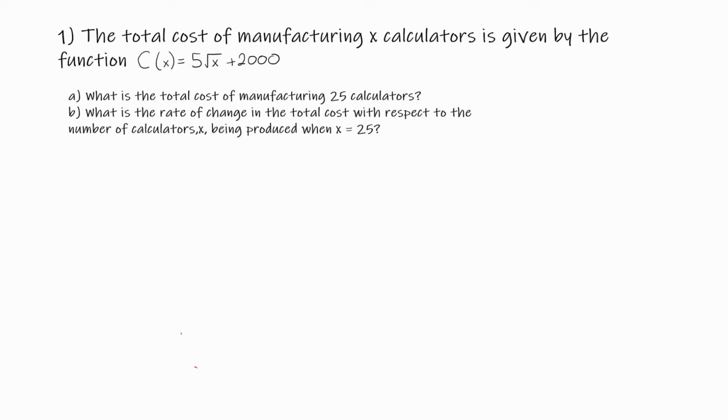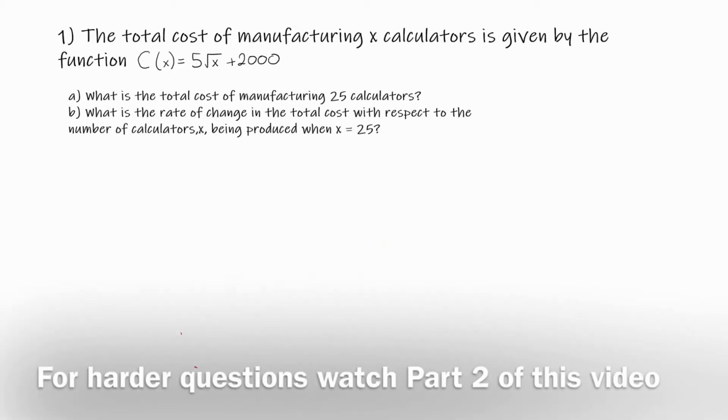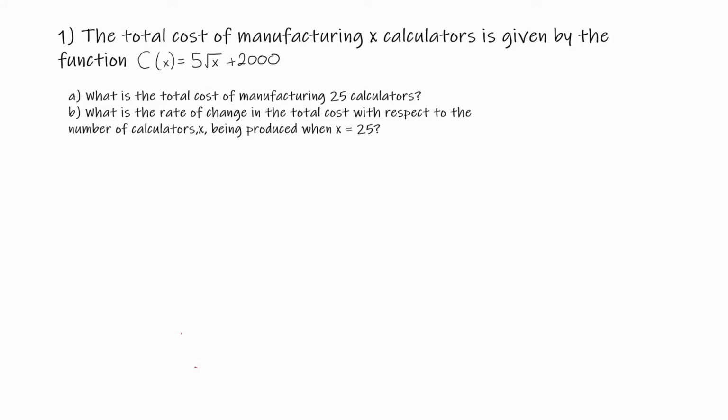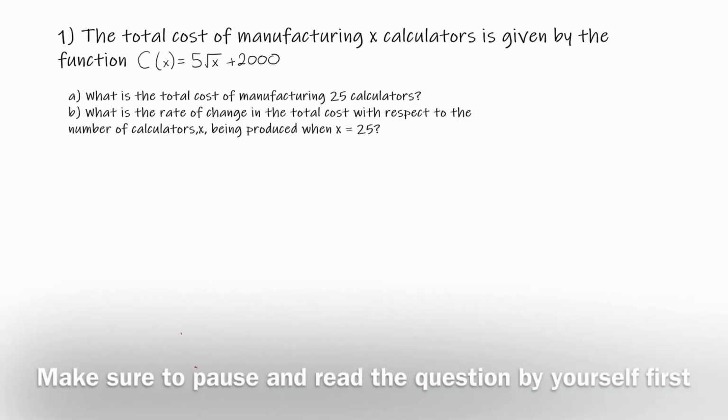So the first 4 are going to be rather easy. If you're already comfortable with limits and instantaneous rate of change, you can skip. But these are the basic ones that are going to come up either on the test or you're going to see them basically. So the first one: the total cost of manufacturing x calculators is given by the function C(x) equals 5 root x plus 2000.